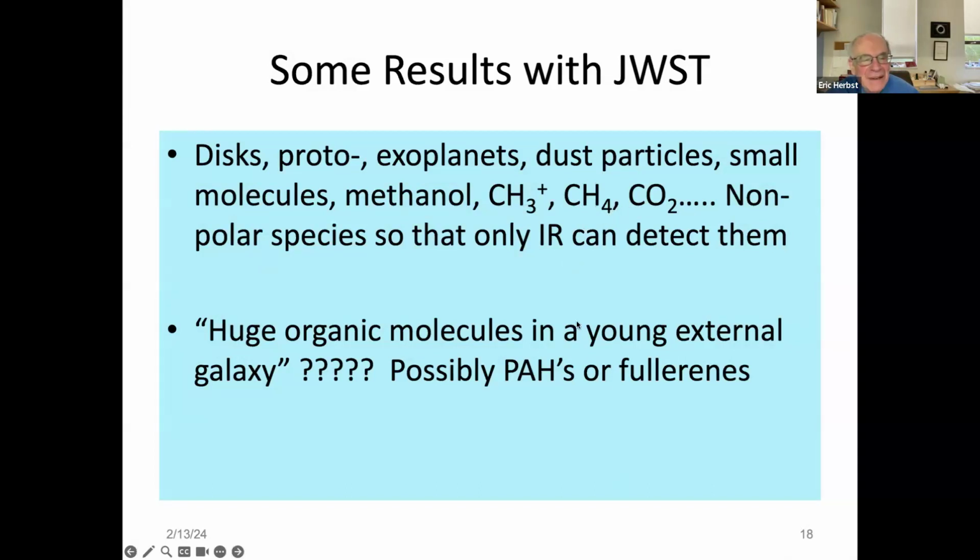And recently I saw some statement by a scientific writer that huge organic molecules were found in a young external galaxy by this JWST. I don't know what they mean by that. The biggest molecules that one could see all over are these polycyclic aromatic hydrocarbons or fullerenes, but I'm not sure if that is the answer or whether the spectroscopy was done correctly.